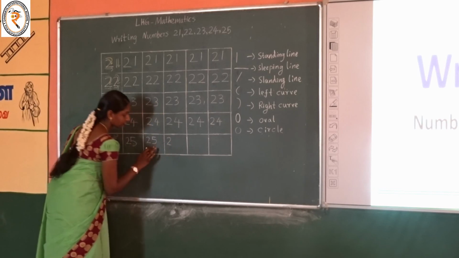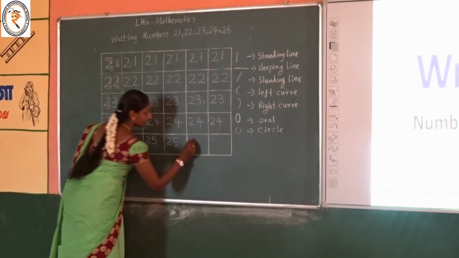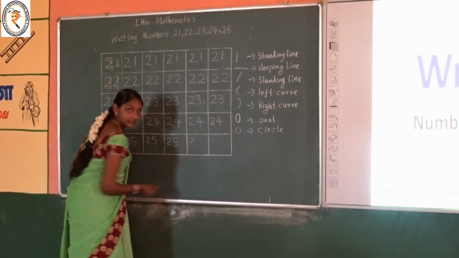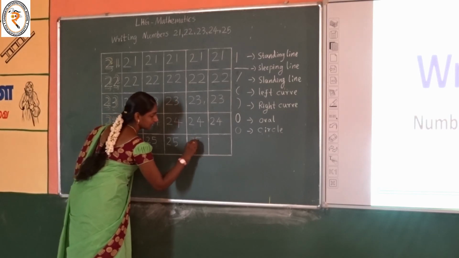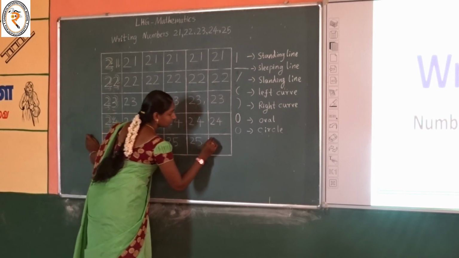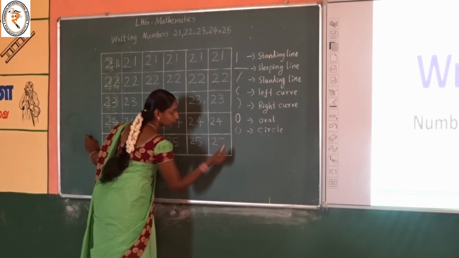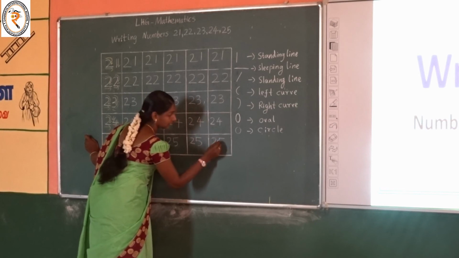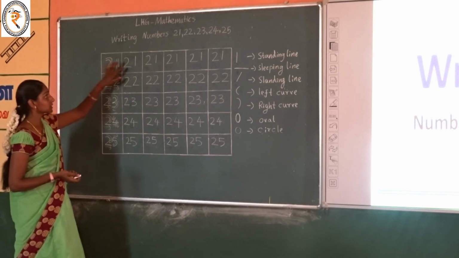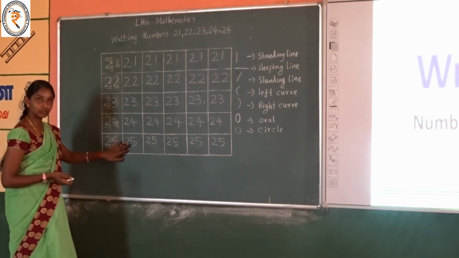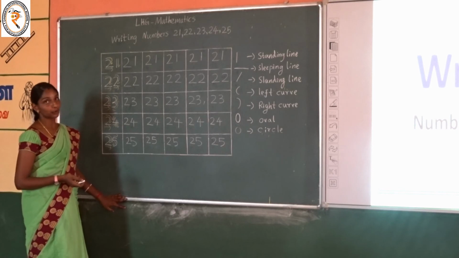Okay, for 5, sleeping line, standing line, and then right curve. For 2, right curve, sleeping line. For 5, sleeping line, standing line, and right curve. Okay. For the number 2, put a right curve and put a sleeping line. For the number 5, put a sleeping line and put a standing line and put a right curve like this. Okay children, are you clear with writing the numbers 21, 22, 23, 24, 25? Keep practicing. Then only you will be able to write the numbers properly.